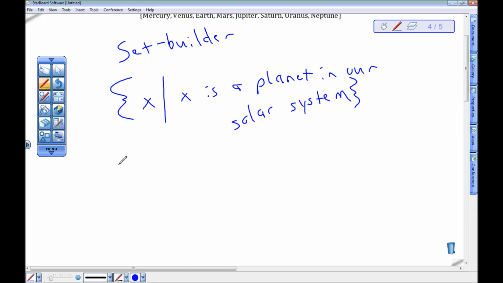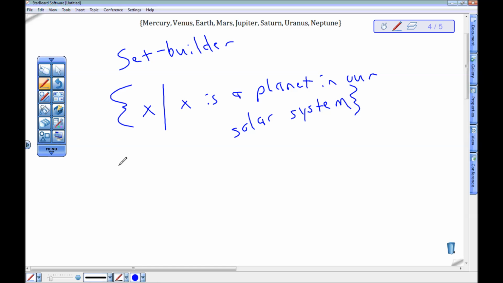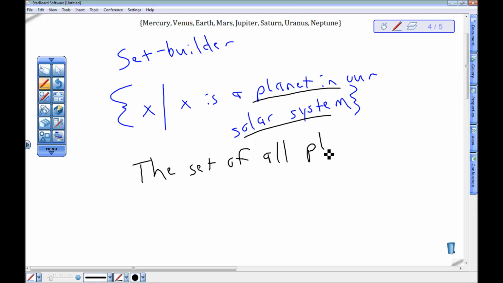Now, to go from either of these guys to just a description, actually to go from set builder to description is easy. I just need to go the set of all and then change the rest of this part to be plural. So the set of all planets in our solar system. That would be a description of that set. Okay, great. Let's just do one more.